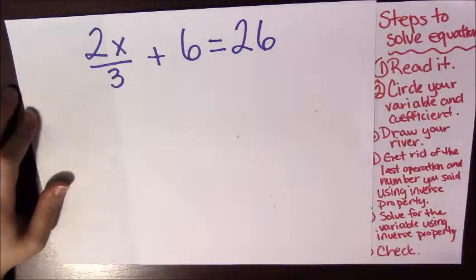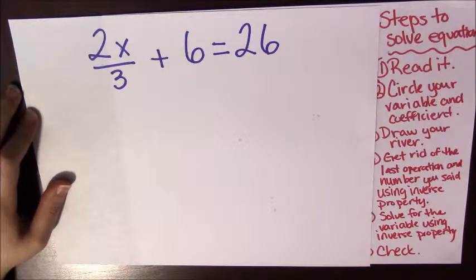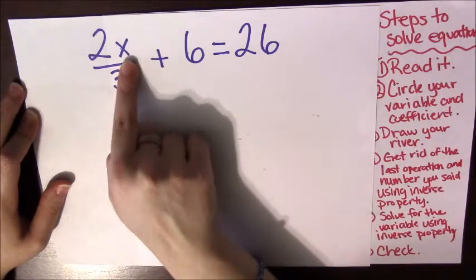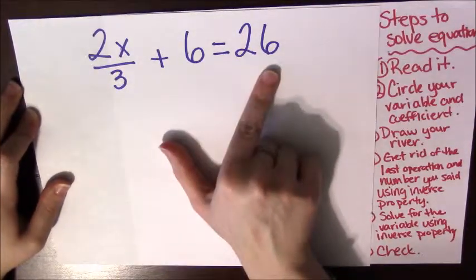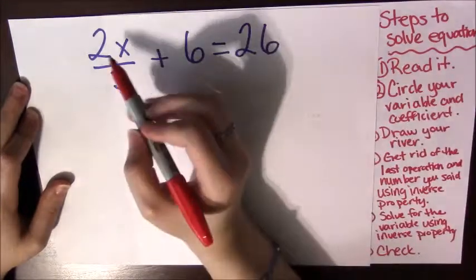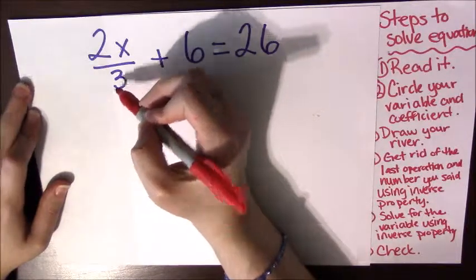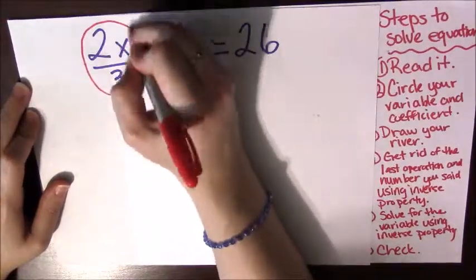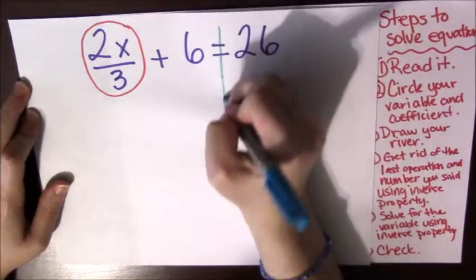Last one again is with a fraction. It's a little bit different than before, so let's go through. I read it. This says 2 times x divided by 3 plus 6 equals 26. So after I read it, I circle my variable and coefficient. Here's my variable. My coefficient here is actually 2/3. It's a fraction. So I circle my variable and coefficient and draw my river.